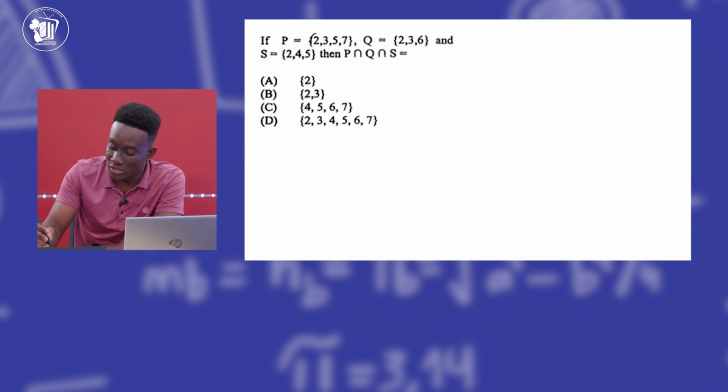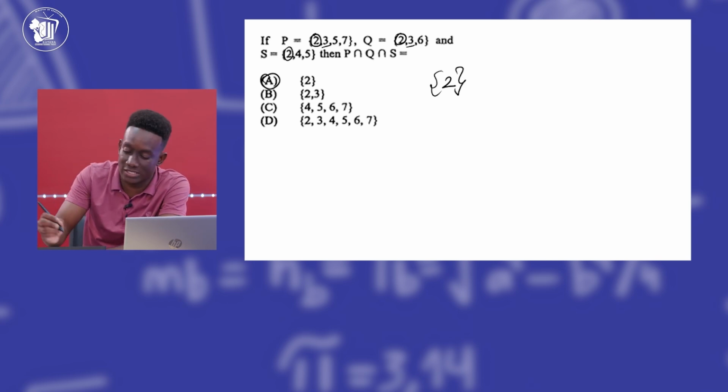So first of all, we see 2 is here, 2 is here, 2 is here. So 2 is common. We have 3 here, but we don't have 3 here, so that cannot work. And we have 5 here, but we don't have 5 here, so that cannot work. So we see the set is simply 2, which is simply A as the answer.